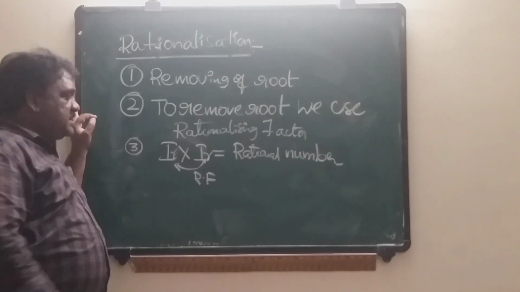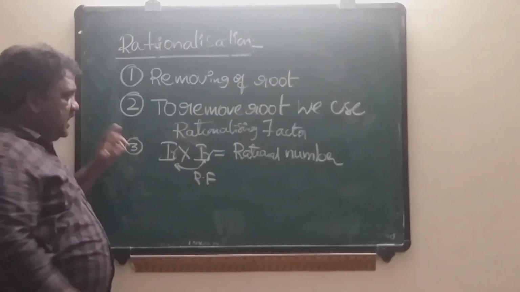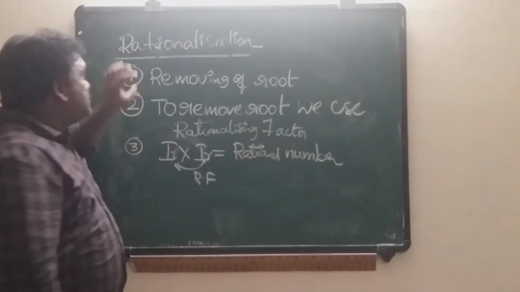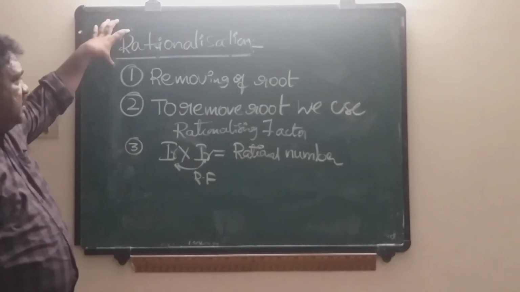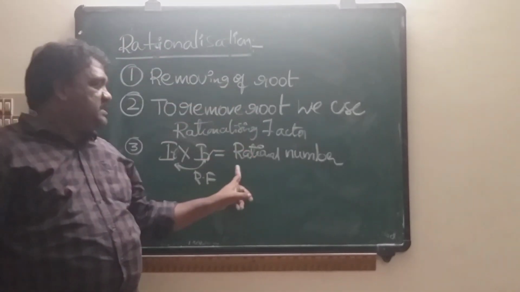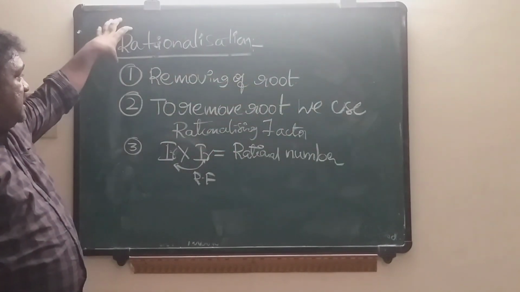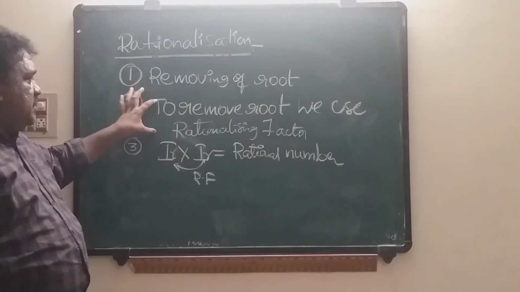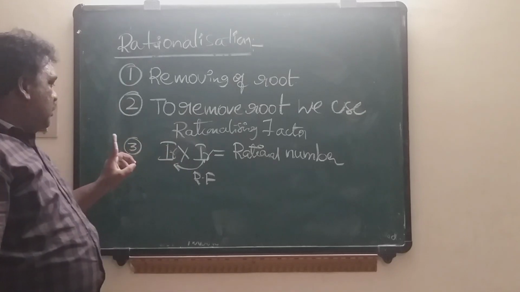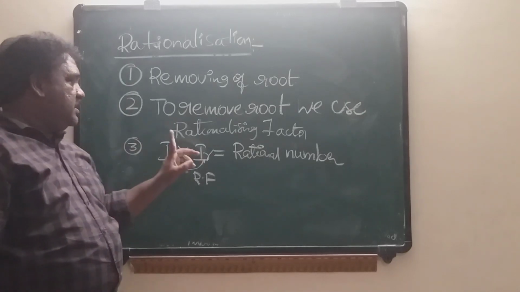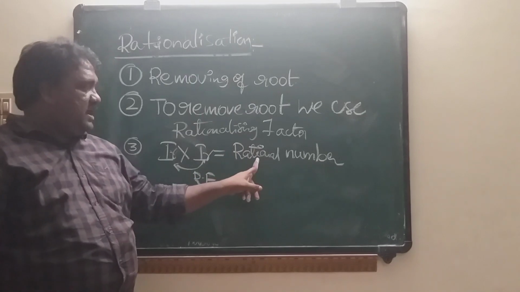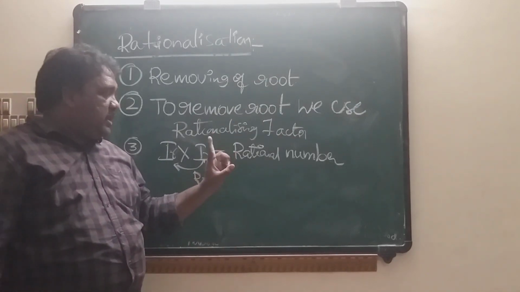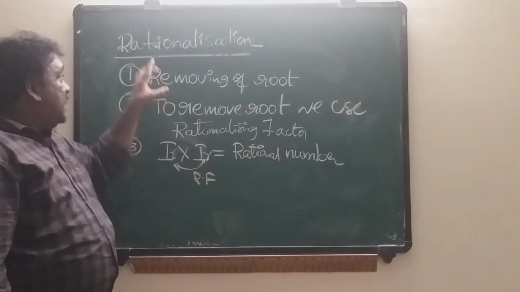Because of the rationalizing factor only, the root will be removed. Irrational number into irrational number equals rational number. This process is known as rationalization. So rationalization means, number one, removing of root, number two, getting a rational number. For that we use the rationalizing factor. Each one is known as the rationalizing factor of the other.